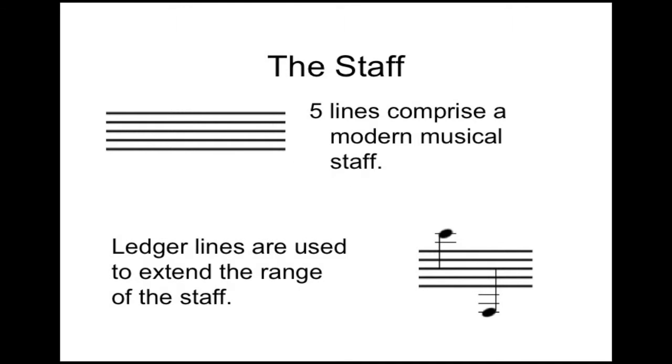The staff is a set of 5 lines that allow us to place notes vertically in space, which are related to highness or lowness in pitch. Ledger lines are small lines that are used to extend the range of the staff, either above or below the basic 5 lines of the staff.